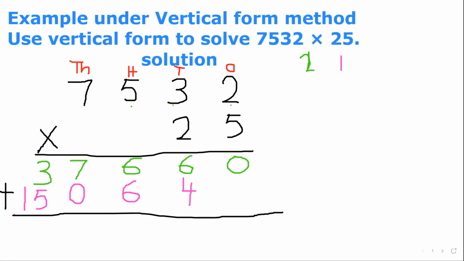So let's add them. Now there's 0 plus a vacuum. We assume that place is also a 0. Okay, 0 plus this vacuum here is 0.